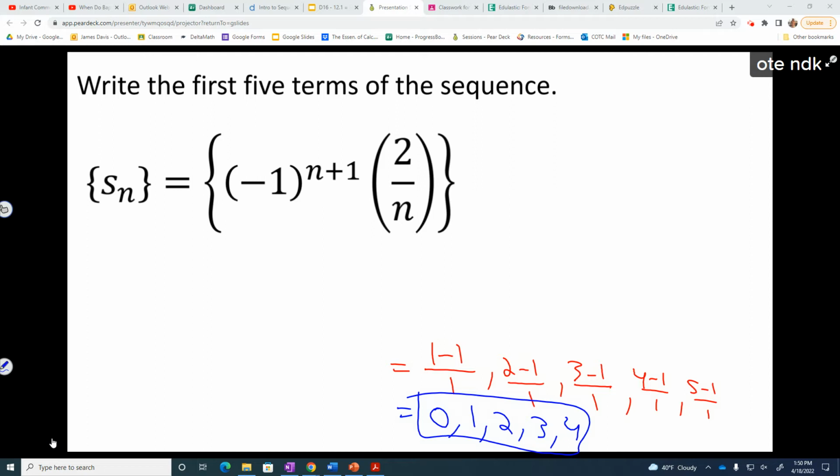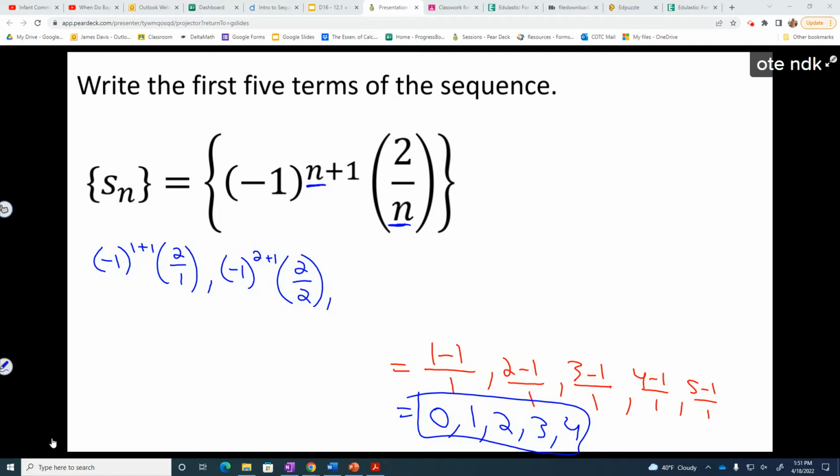So our first term will be negative 1 to the 1 plus 1, replacing this n with 1 and this n with 1, times 2 over 1. Right now, we won't do any simplifying yet. We're just plugging in every spot. The next term, it's our second term, so we plug in 2. So it's negative 1 to the 2 plus 1 times 2 over 2.